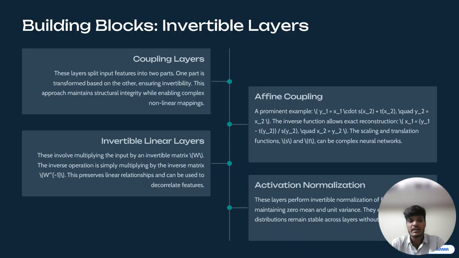The first, coupling layer, splits into two parts, and then affine coupling. Here we have one example of the inverse function, and it allows exact reconstruction. The scaling and translation functions may be complex neural networks. Next, invertible linear layers. In invertible linear layers, the input is multiplied by an invertible matrix. The inverse operation is simply multiplying by the inverse matrix. Next, activation normalization. Here, the invertible normalization is applied in this layer.